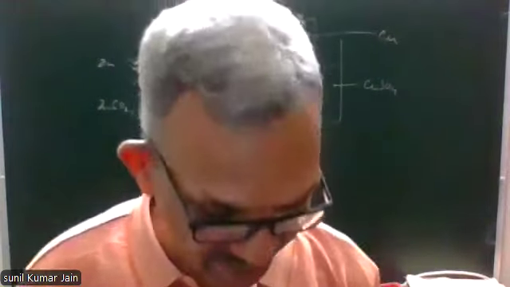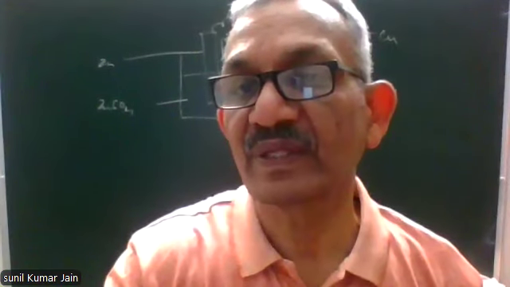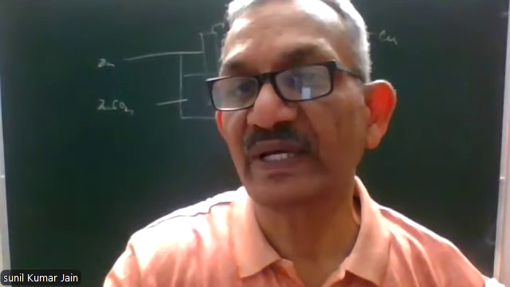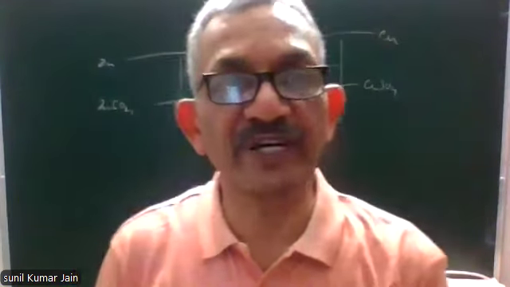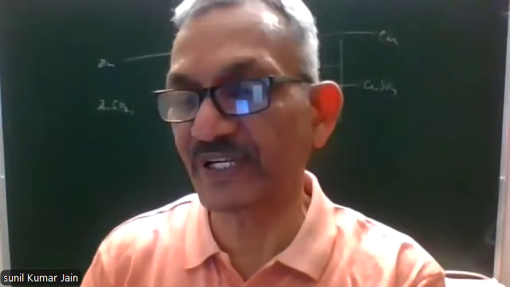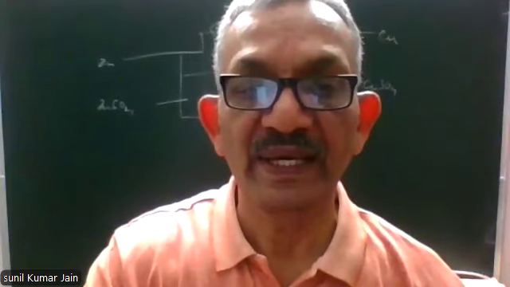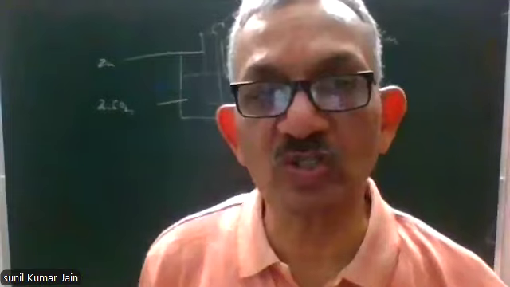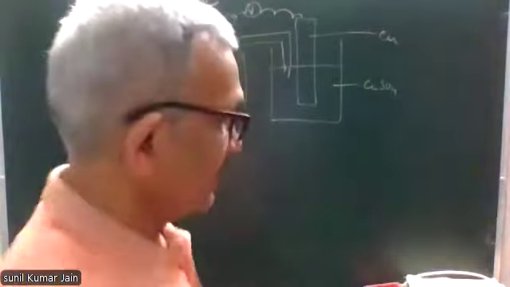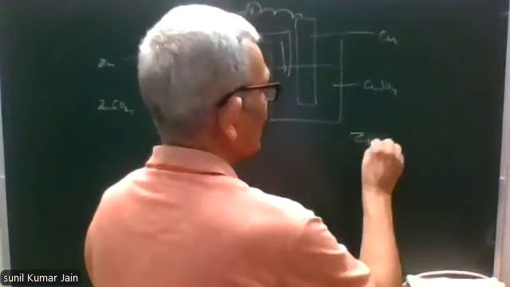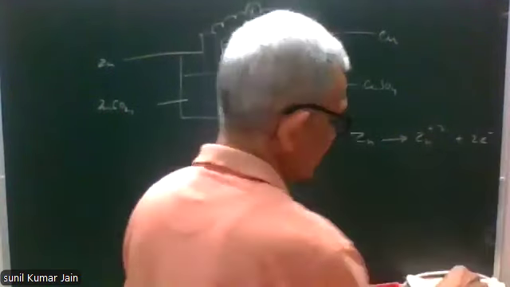Since zinc is more electropositive than copper, it preferentially loses electrons and gets oxidized. Write down the equation. Zinc gives zinc ions plus 2 electrons.